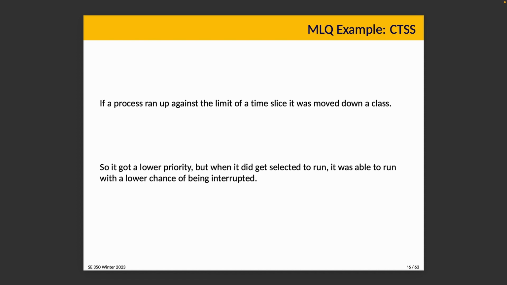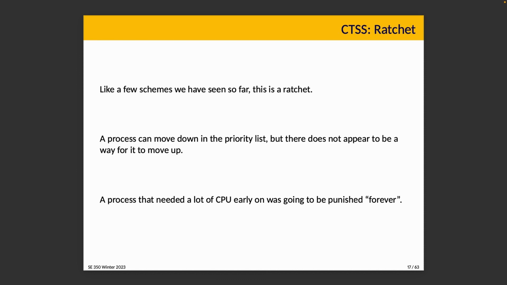Okay, so this does mean that the process gets lower priority, which, all right, doesn't always sound good, but it is sort of how it works. But it does mean that when the process is actually selected to run, it does run for a longer period of time with less chance of being interrupted. Never say never, things will happen, but less chance of being interrupted. Okay, look at a couple of the things that we've talked about so far. This is kind of a ratchet, like it only goes in one direction. So a process can move down in the priority list, but we haven't discussed any way for a process to move up in the priority list.